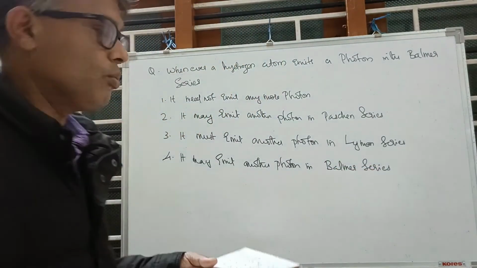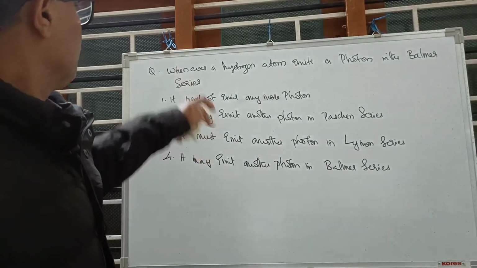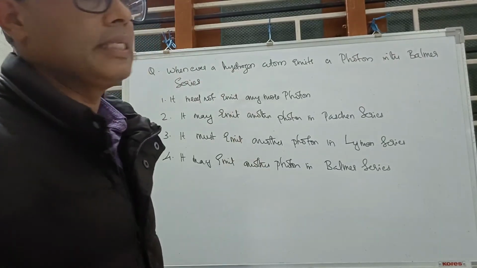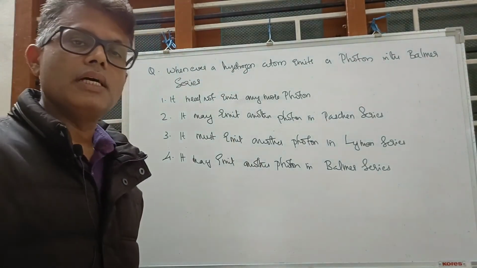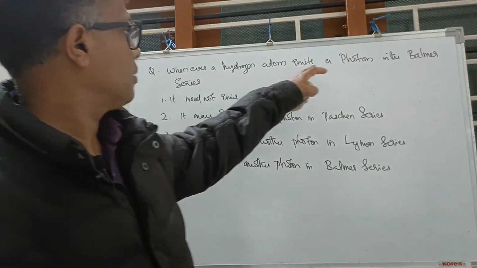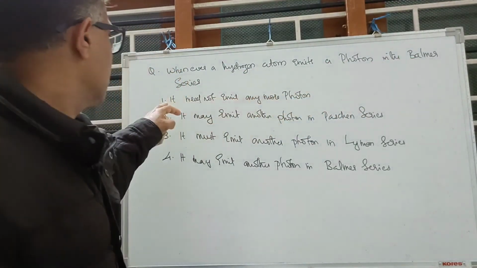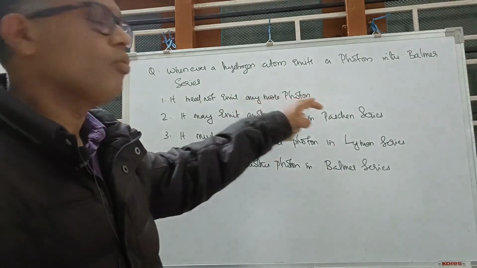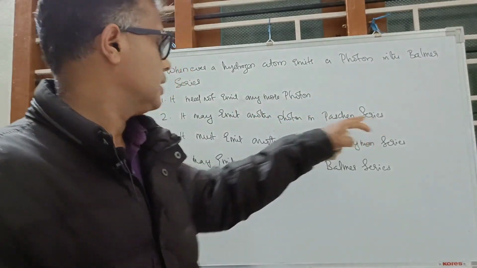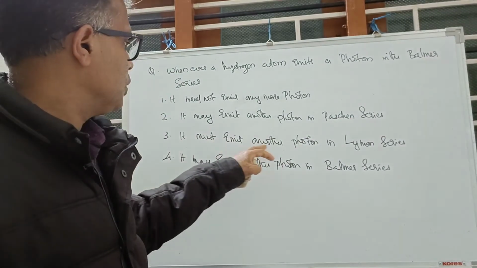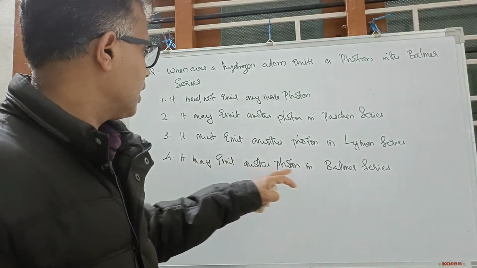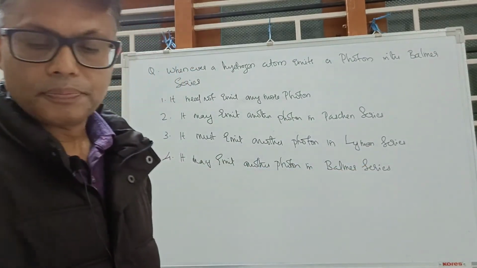Okay, we'll just read the question. This is a NEET question. Whenever a hydrogen atom emits a photon in the Balmer series, it need not emit any more photons; it may emit another photon in the Paschen series; it must emit another photon in the Lyman series; it may emit another photon in the Balmer series.